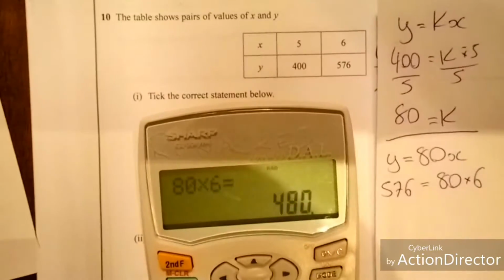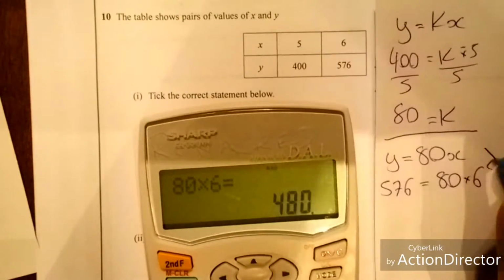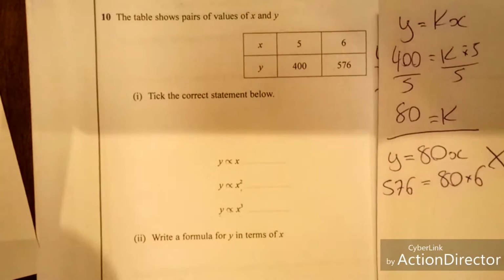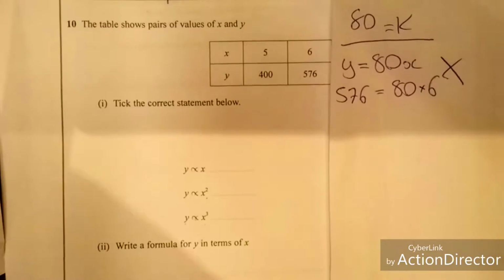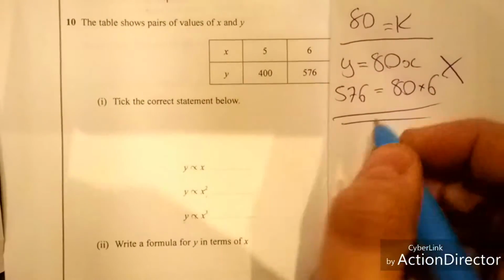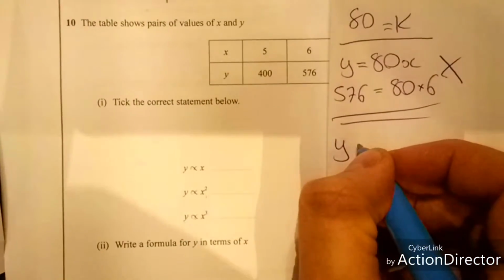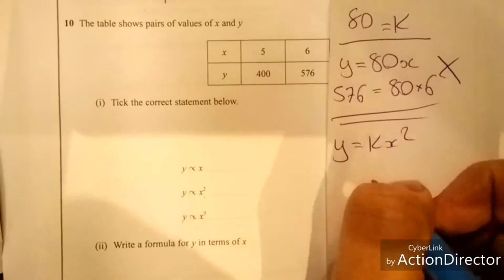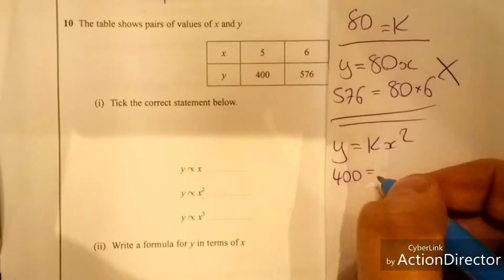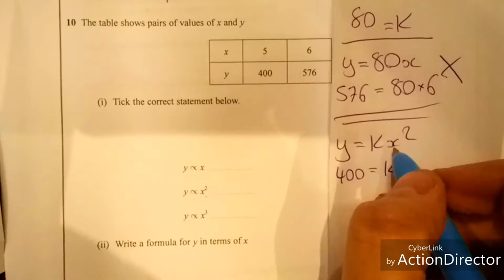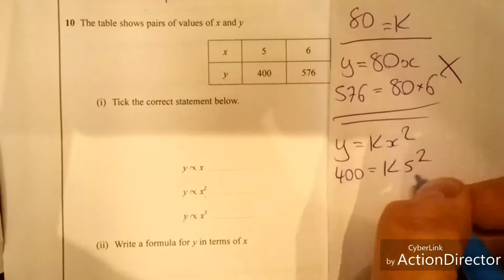80 times 6 is 480, so that's wrong. Okay, so it can't be that. So then we're going to have to try to see if k is proportional to x squared, which would give me the formula y equals k x squared. And again, we're going to have to substitute the values in for the first one. So k equals, x is 5, so it's going to be 5 squared.